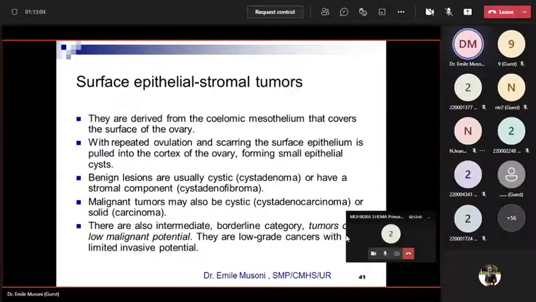It can be benign. There's also what is called intermediate or borderline, depending on the report. There's what we call low grade and high grade. Low grade cancer with limited invasive potential is what we call borderline, meaning that there is no spread. It is still on the ovary. Among benign tumors, there is what we call cystadenoma, which can be serous or mucinous.